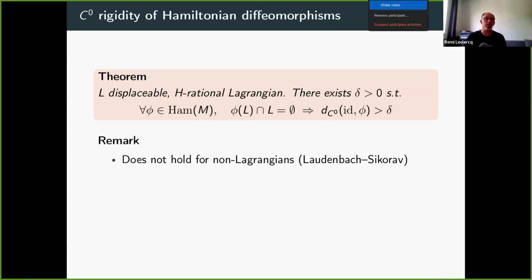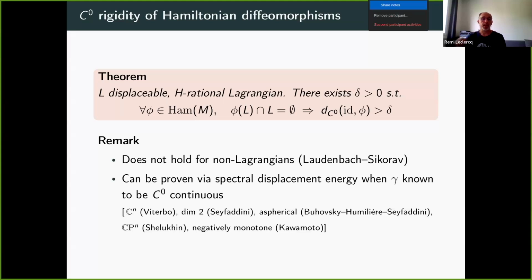Actually, it's known to not hold for non-Lagrangian half-dimensional submanifolds. That's a consequence of Lalonde-Sikorav's theorem. And on the other side, if you know the spectral distance, there is a way to prove this quickly in your head, thinking like, oh no, I can use the fact that spectral displacement is non-degenerate, like it's positive.